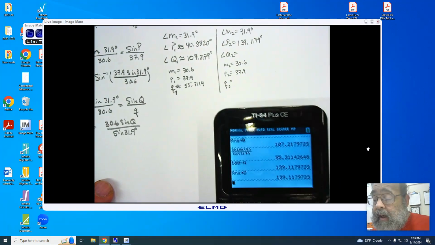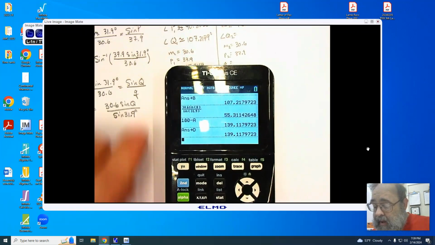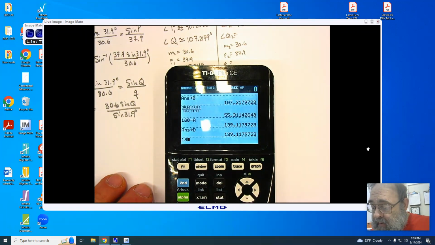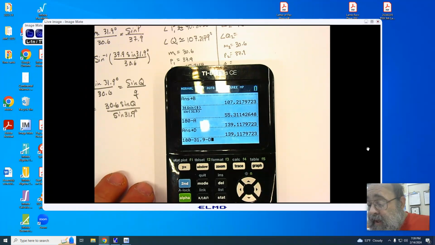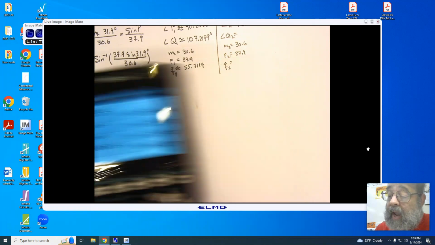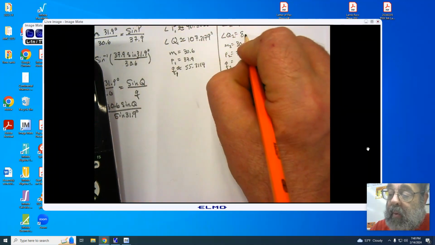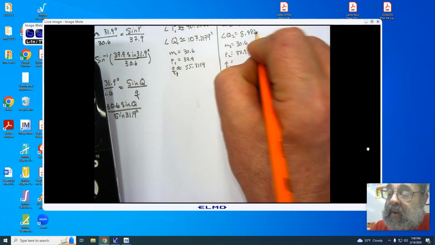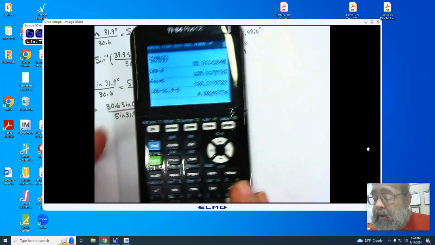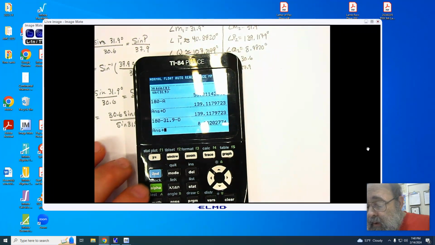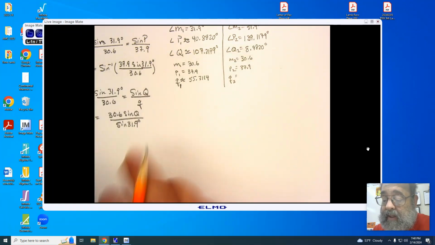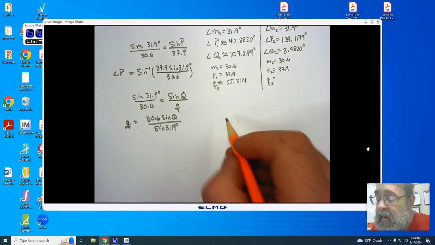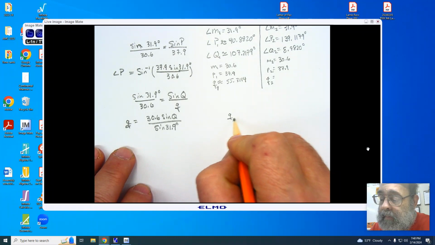I am truncating. I'm now going to take 180 degrees. I'm going to subtract the 31.9, and I'm then going to subtract alpha D. This is now my angle Q, 8.9820 degrees. I'm going to store this in alpha E, and I can now go to the same problem that we had here. We're going to find our Q2.